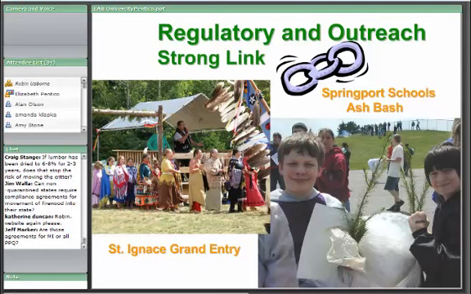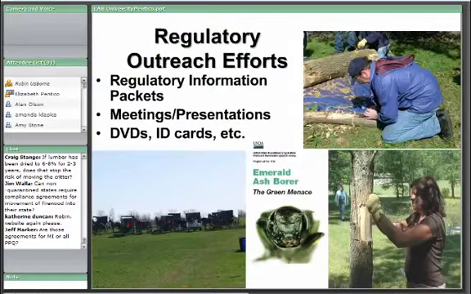The other picture is the grand entry at St. Ignace of some Native Americans who are our partners in trying to keep black ash as a viable resource for their culture. And we have a lot of regulatory information in packets. There's a tremendous amount on the emeraldashborer.info website that this webinar is hosted through. But we're always trying to be available to do meetings and presentations or send people at no cost to them DVDs or ID cards, pamphlets, anything we can to spread the word.